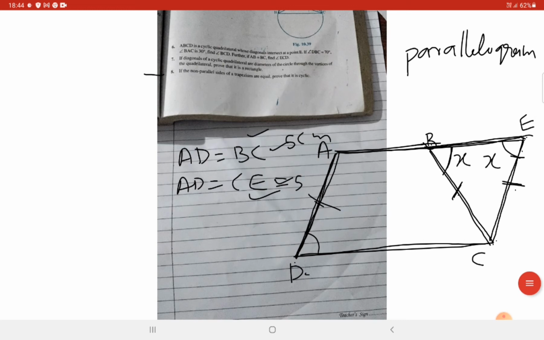Now see, angle D is equal to angle E because they are the opposite angles of a parallelogram. So if angle E is X, angle D also X.